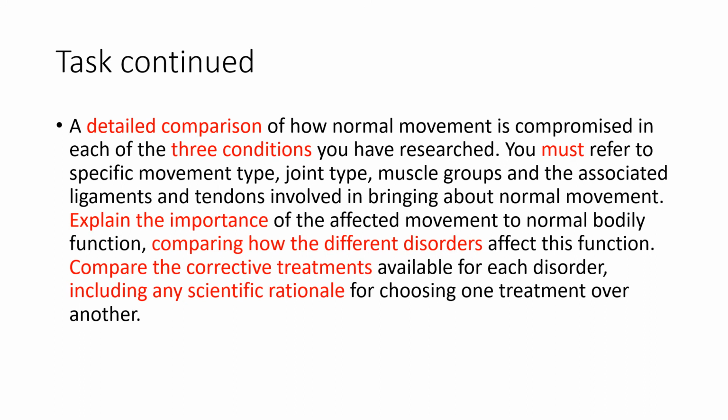So it says explain the importance, compare how the disorders affect this function. Then you've got to compare the corrective treatments. So looking at the treatments for each disorder, compare them. Look at how they differ. All right, and if there are several different treatments for a particular disorder, why would you choose one over the other?